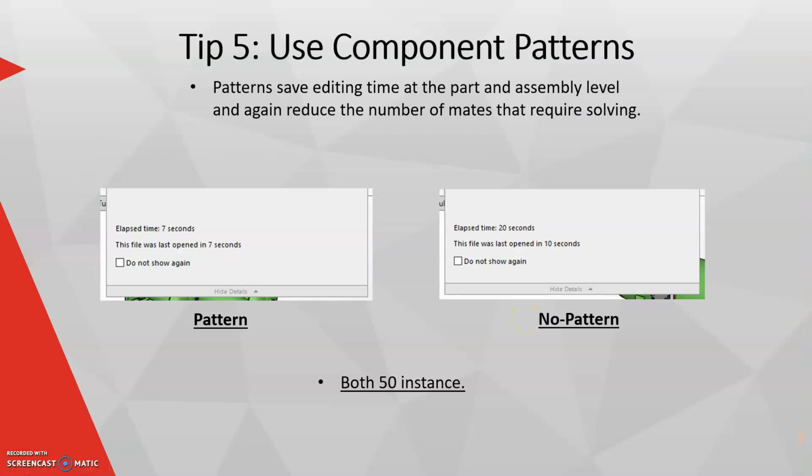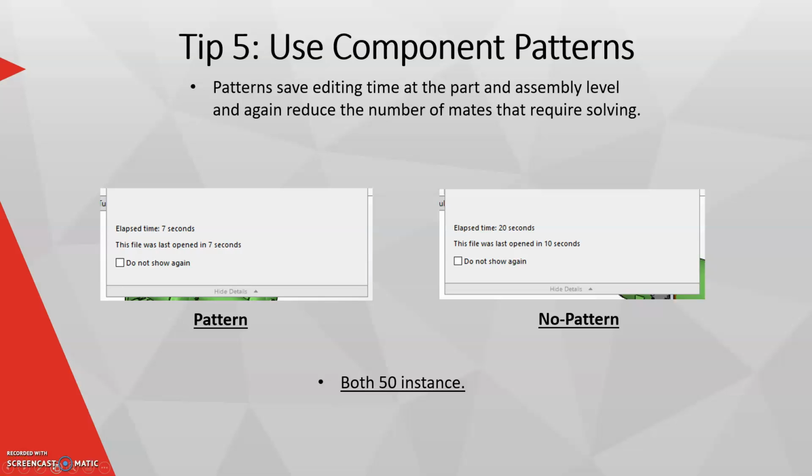Then we're going to talk about use of component patterns. A lot of people really underestimate this little feature, but patterning, for example, I prefer to give examples to actually prove and show you. On the image on the left-hand side, what I did was I took an assembly, I added 50 instances, and I mated them exactly in the same way. They're in the same area, same space. Nothing's different. The two files are identical, but one I've used patterning and one I have not used any patterning.